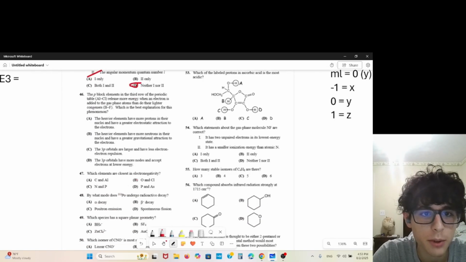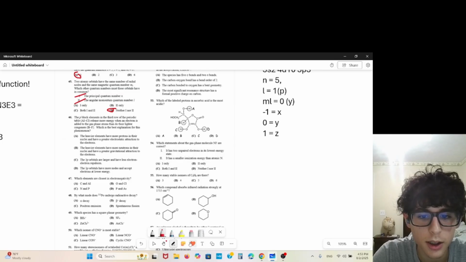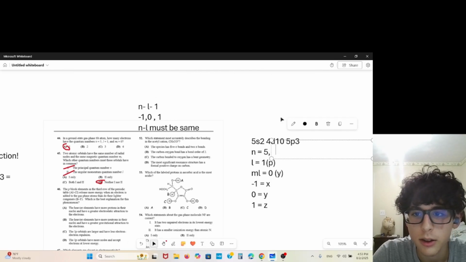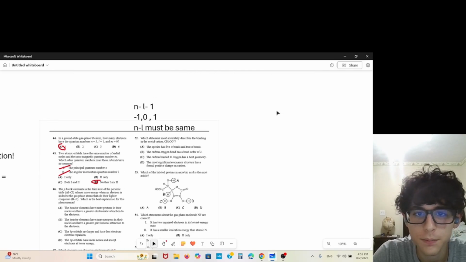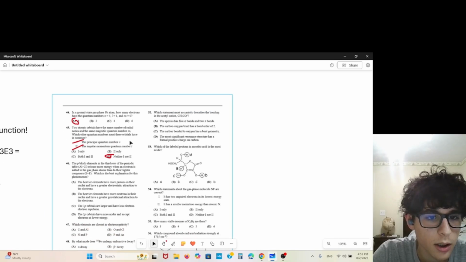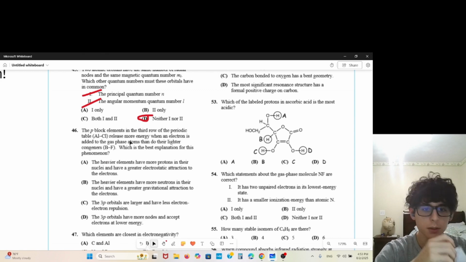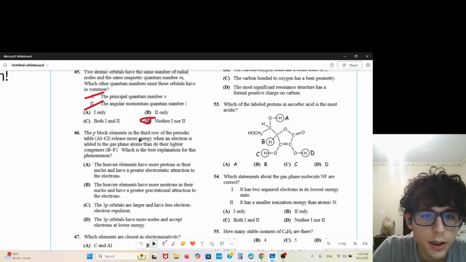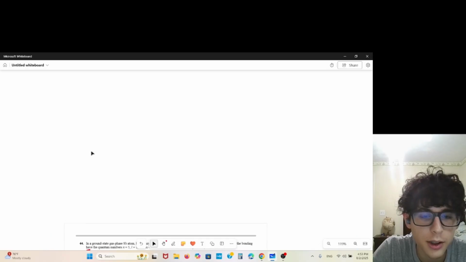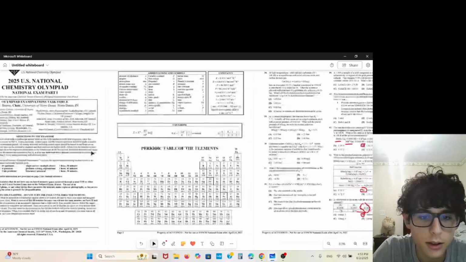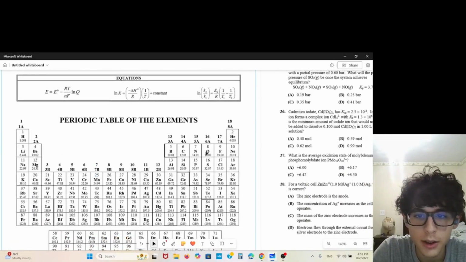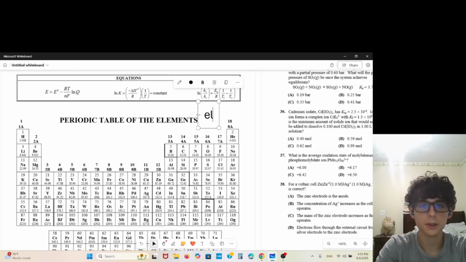Alright, the p block elements in the third row of the periodic table. Let me clear some stuff up real quickly. Okay. This is a nice question. So if you look at the periodic table, you're gonna see that congeners is just corresponding group elements. So O and S are congeners. All of these are congeners of each other. Just elements in the same group are congeners. They have similar properties.